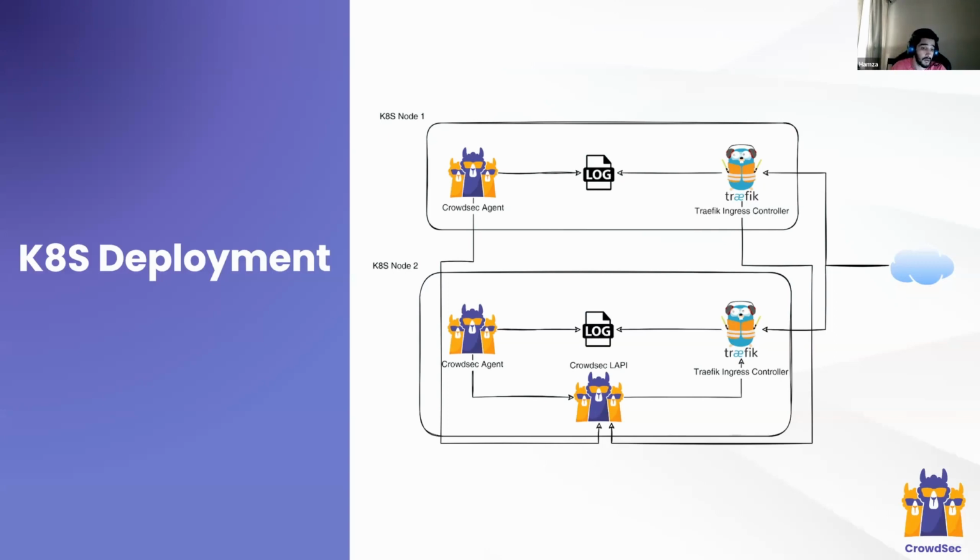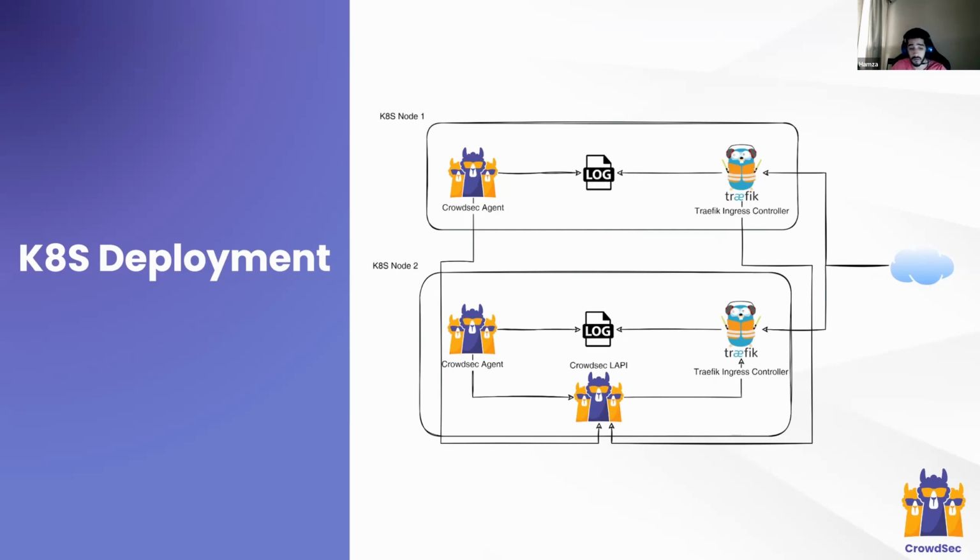Basically, you have CrowdSec that will be installed through Helm, because we released a Helm chart. It installs the agent as a daemon set on each node. So here we have an example with 2 nodes. So basically, we have 2 pods that are installed in every node as a daemon set. Then the CrowdSec API in the CrowdSec namespace. Here you have the Traefik ingress controller.